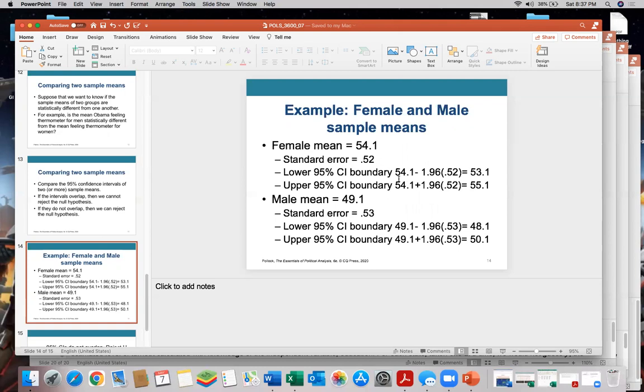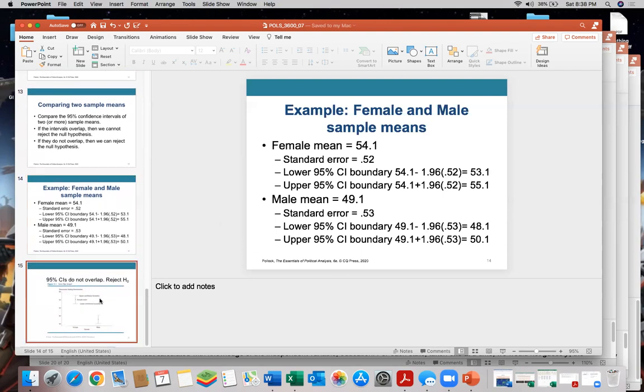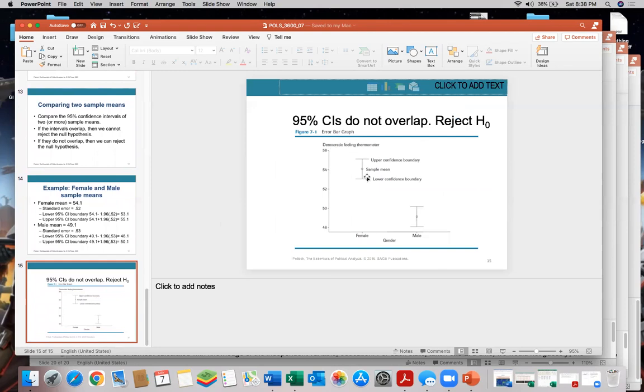And we're given the standard error. And we go through and find the upper and lower boundaries, and do the same thing for the male. We have the mean, the standard error. So the same thing: mean minus and plus 1.96 times the standard error, to get our upper and lower. And so we can tell that these do not overlap. I think they even put it on a box plot. You can see that they're far away from each other, so that was true.